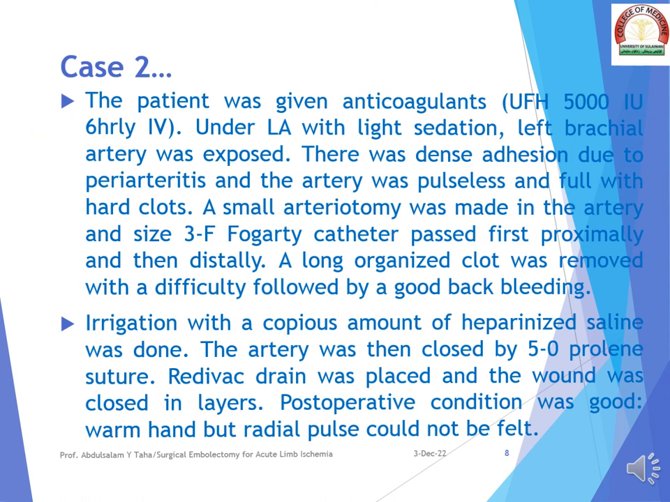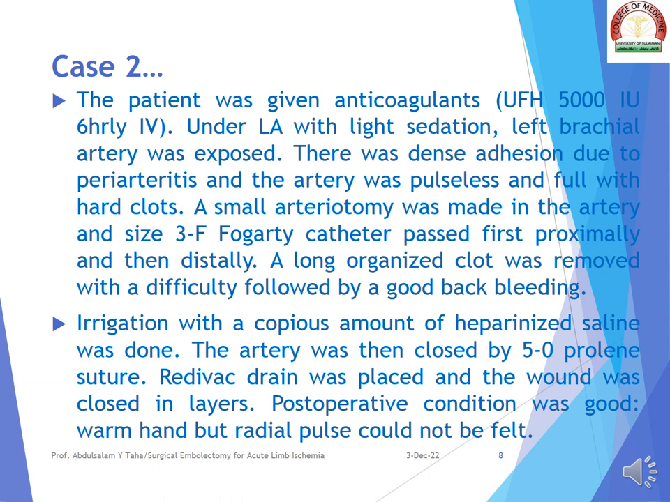The patient was given anticoagulants, 5,000 international units of unfractionated heparin 6 hourly intravenously, and then under local anesthesia with light sedation, the left brachial artery was exposed. There was dense adhesion due to periarteritis, and the artery was pulseless and full with hard clots. A small arteriotomy was made in the artery, and a size 3F Fogarty catheter was passed first proximally and then distally. A long organized clot was removed with difficulty, followed by good back bleeding.